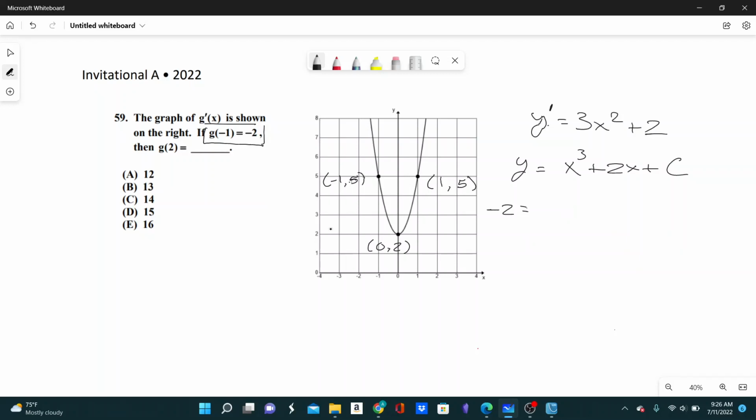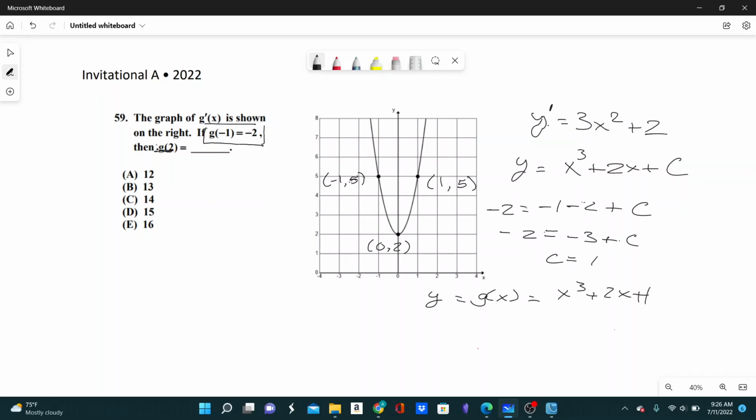So negative 2 equals negative 1 cubed, which is just negative 1. And then plus 2x, so plus 2 times negative 1, well, that's just negative 2. And then plus c. So let's see, negative 2 equals negative 3 plus c. So it looks like c is just going to be equal to 1. So then our equation of y equals g of x is equal to x cubed plus 2x plus 1.